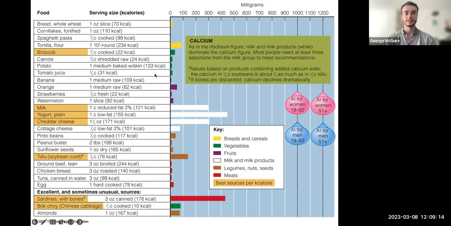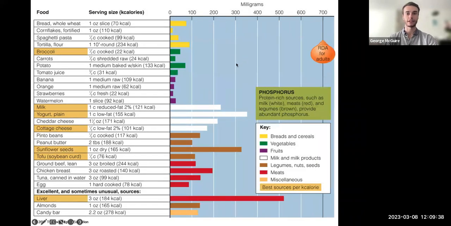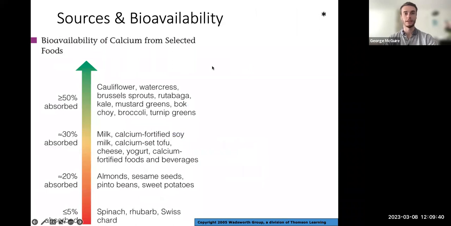Okay, these next few slides just showing where you can get, or what good sources of foods can give you these different minerals. Again, highlighted are the sources that are the best per kilocalorie, but all these are showing per one serving. So our dairy products here, a lot of calcium in them. Sardines with bones in them are going to give you a lot of calcium. So you can look at that for phosphorus and magnesium as well.